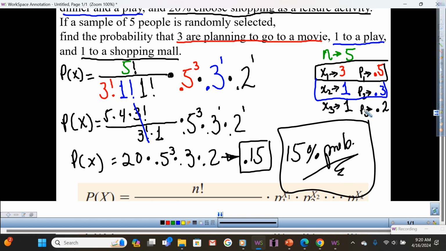Pretty straightforward, yes? All we need to make sure is how to match the x sub 1 to their p's, x sub 2, x sub 3, and so on and so forth. All right, let me send you the screen so you can send me your notes.